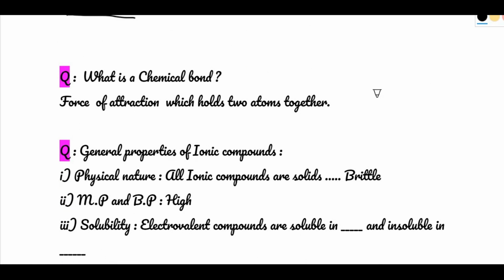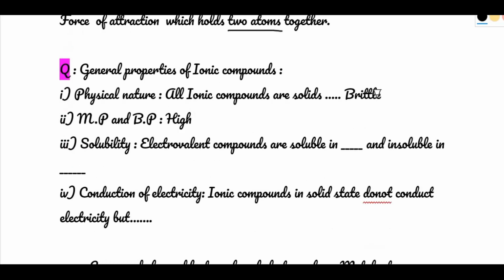What is a chemical bond? The force of attraction that holds two atoms together is a chemical bond. There are two types of chemical bond, ionic bond and covalent bond. Then coming to ionic compounds' properties, because in the last chapter we ended with ionic compounds, and now in this chapter we are starting with covalent compounds.